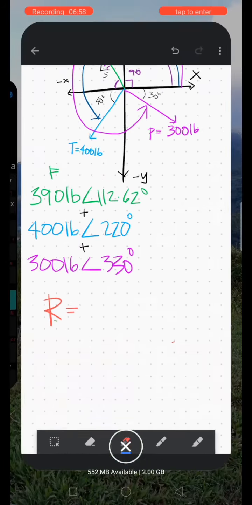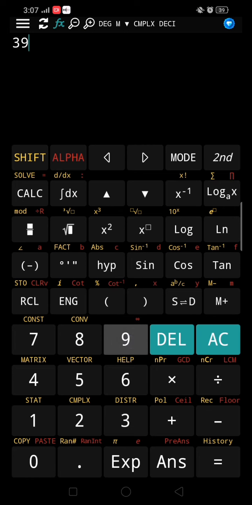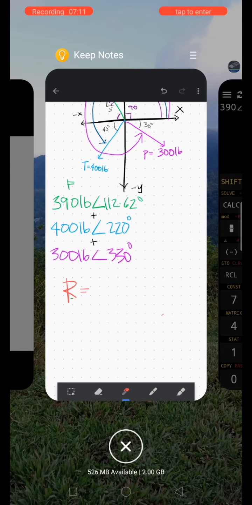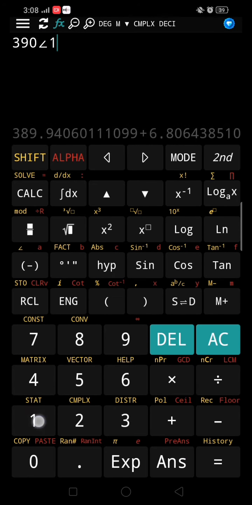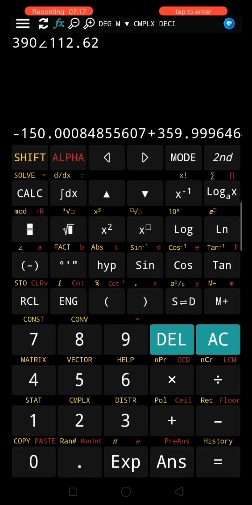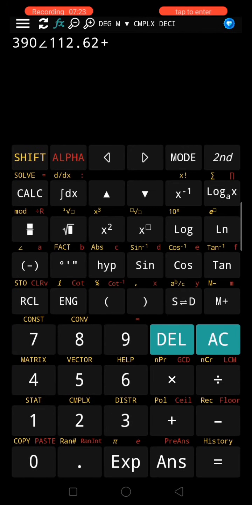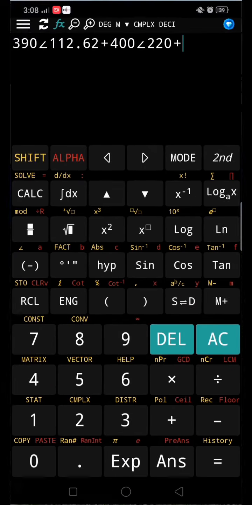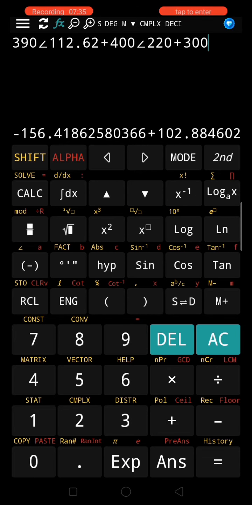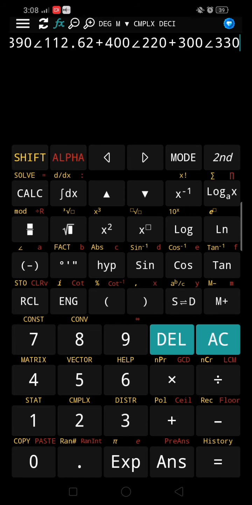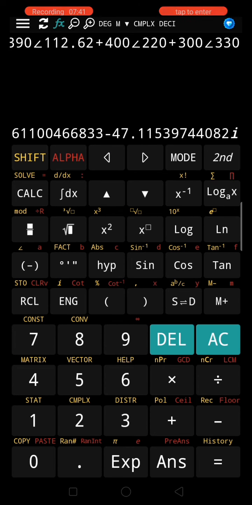we will therefore type 390, then shift angle, this button, then 112.62 degrees, plus 400 shift angle 220 degrees, plus 300 shift angle 330 degrees. So what we'll get is this.